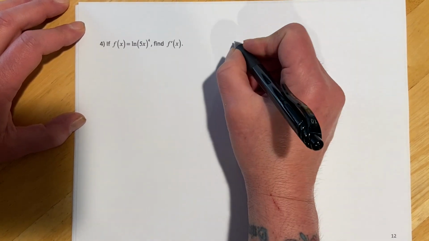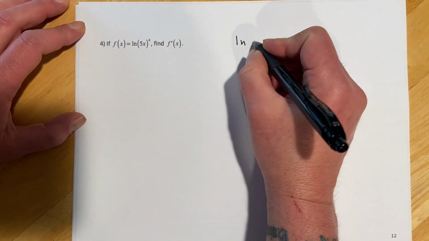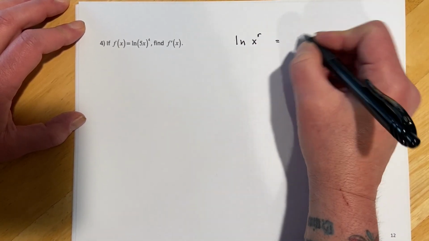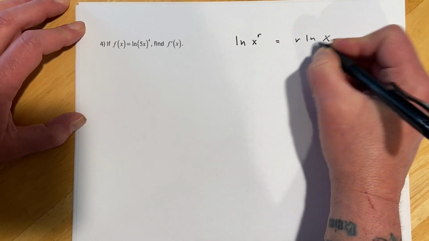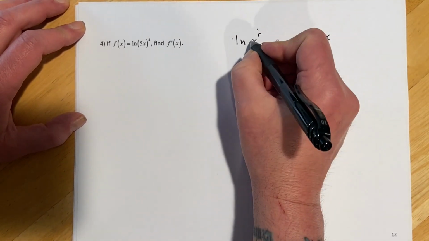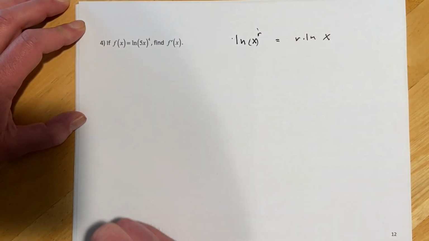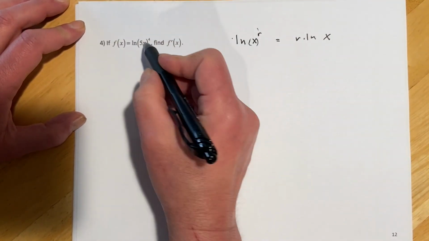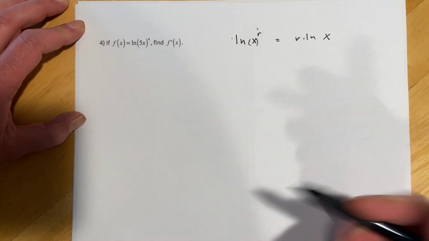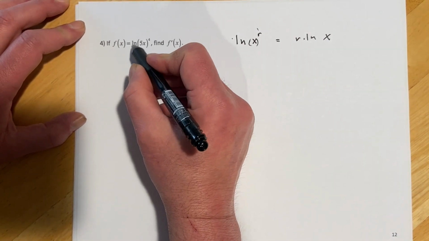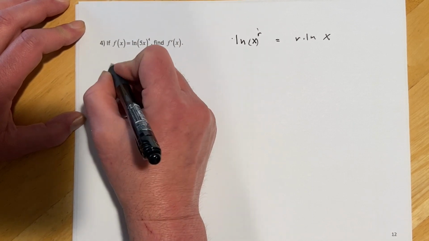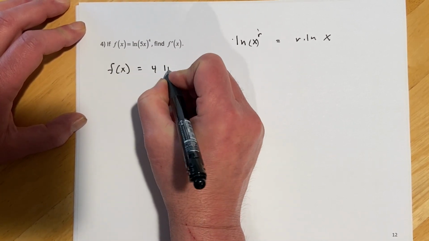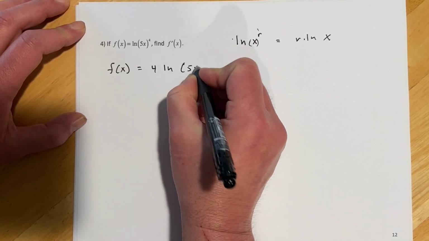This is that same property that we saw, ln of x to the r equals r ln x. We can bring that exponent down front when we have something inside the log with an exponent. So if I do that, then there's no more composite function. Well, there isn't a composite within a composite. We just have this easy little natural log to work with. So I'm going to rewrite this as f of x equals 4 times ln 5x.